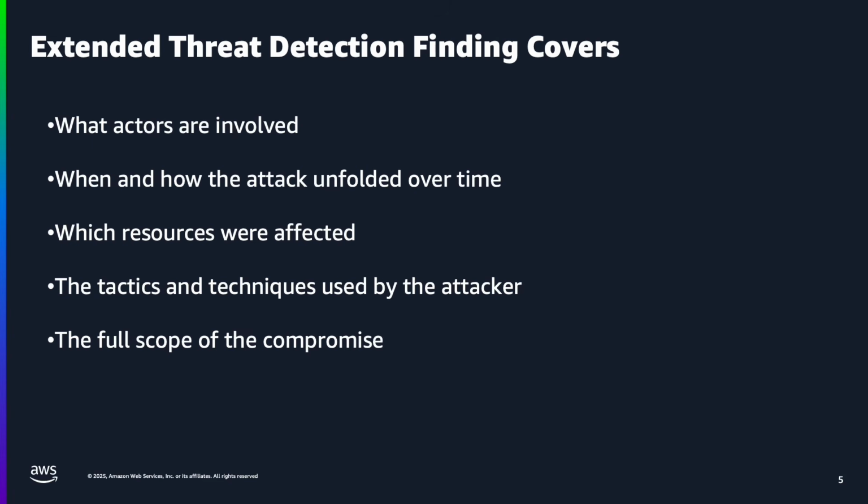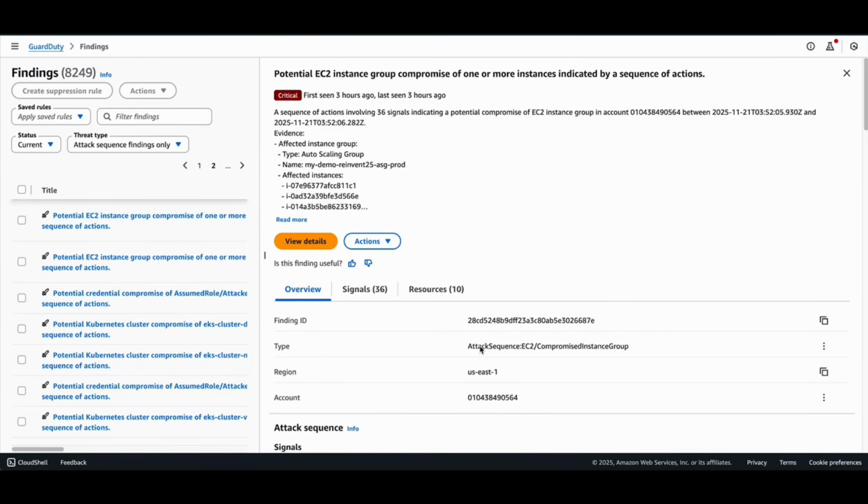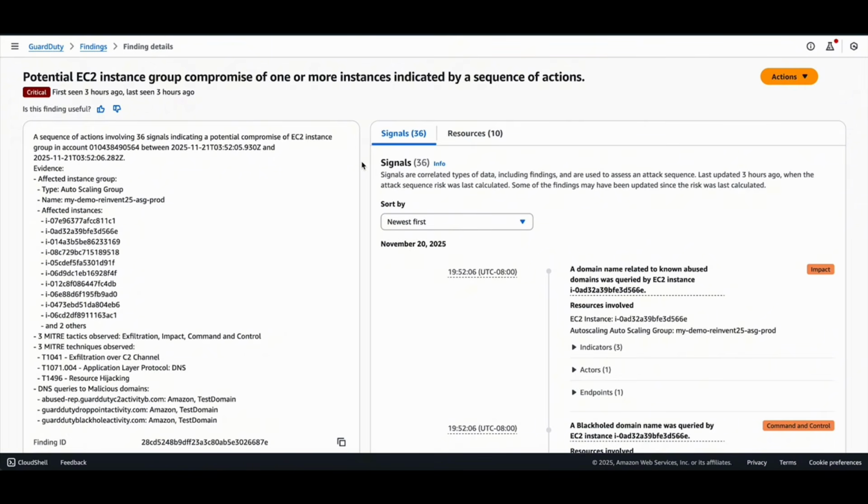Now let me show you a real attack sequence that was detected using our EC2 malicious domain simulation. Here we can see an attack sequence for EC2 compromised instance group finding with critical severity. This indicates that GuardDuty detected a coordinated attack across one or multiple EC2 instances. Let's examine the finding description in detail.